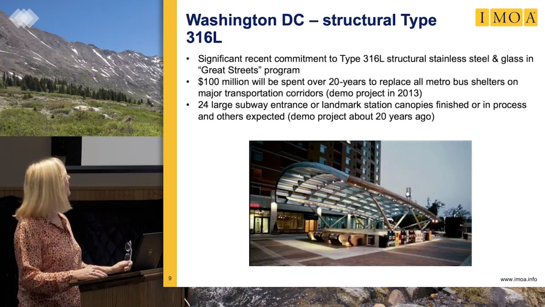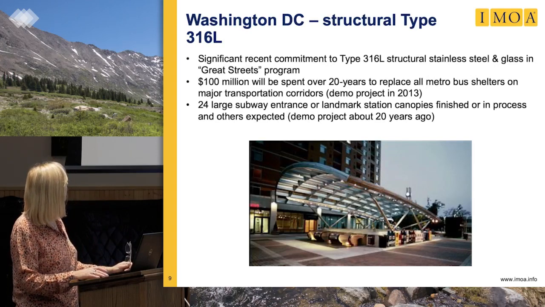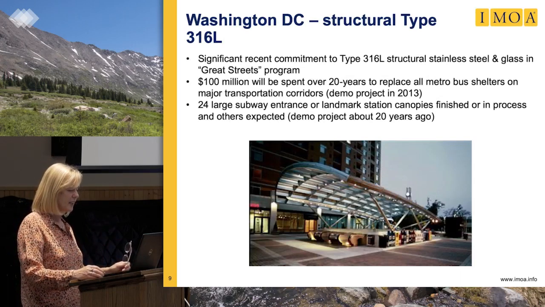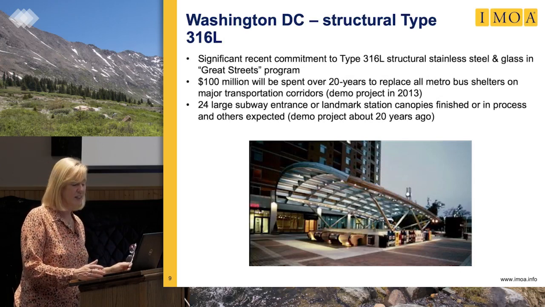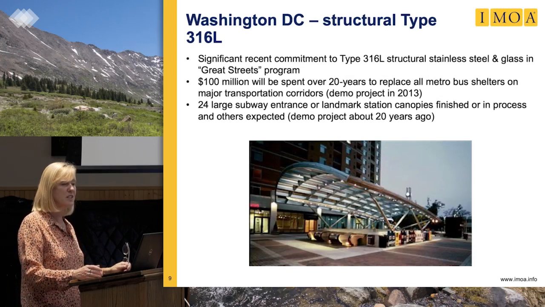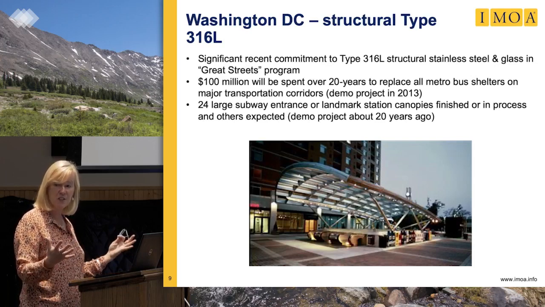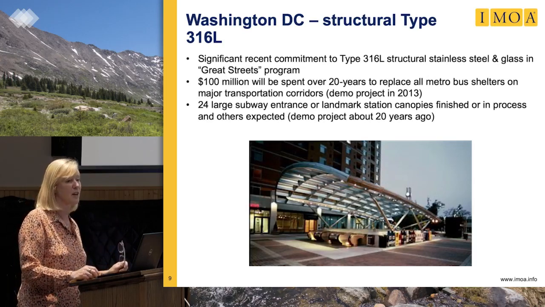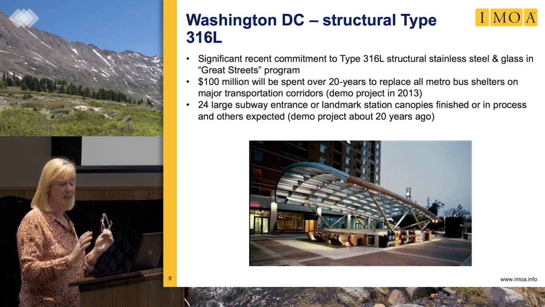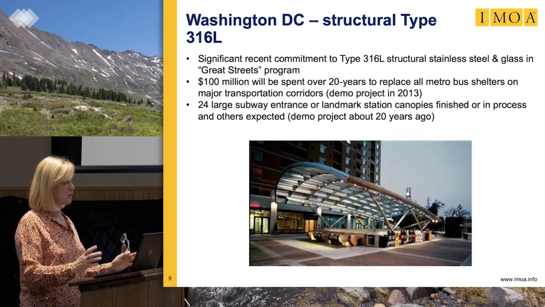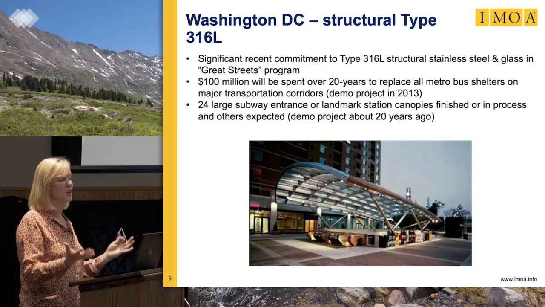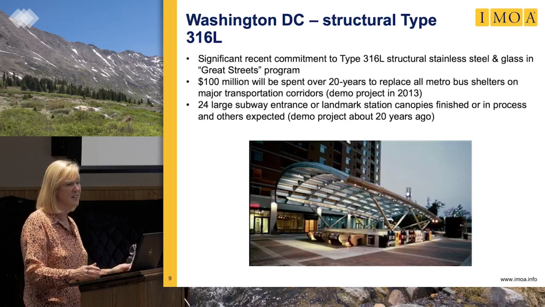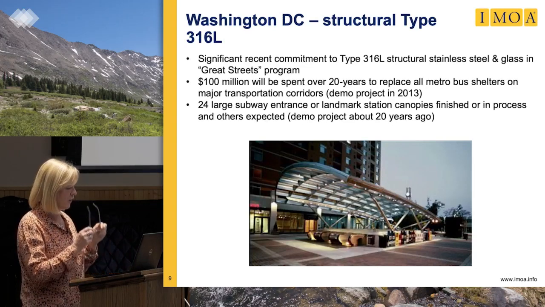And if we're looking here in Washington, then they have a significant commitment to type 316, this basic grade, and they're doing, I think it's a Great Streets program, and they're going to be spending $100 million over the next 20 years to replace all the bus shelters. I mean, lots of snow in Washington, and so it's termed an aggressive environment. On our website, actually, we have a system where you can look at the kind of climatic conditions you have, and the application that you're thinking of, and it will tell you which is the right grade of stainless steel, because there are actually lots of grades.